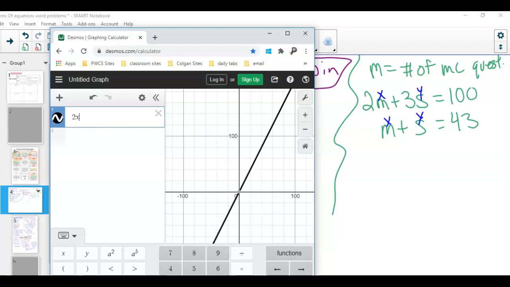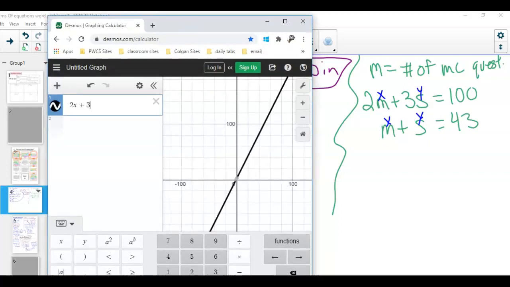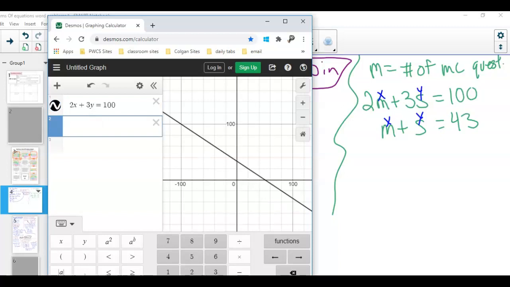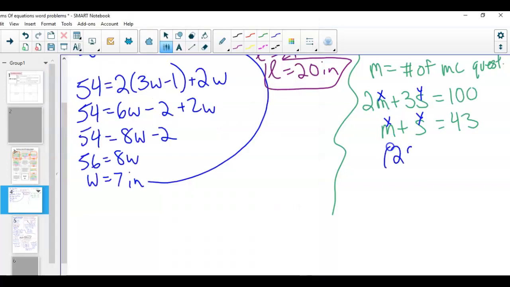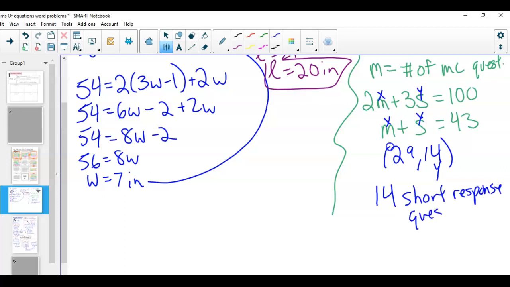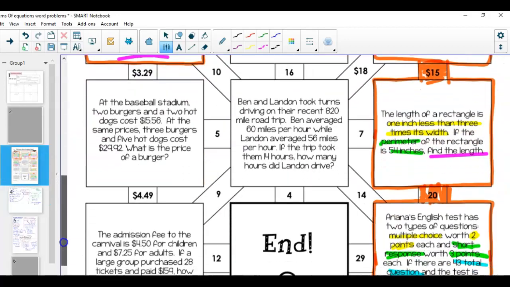So 2x plus 3y equals 100, and x plus y equals 43. When I look at these two lines, this is the point where they intersect at 29, 14. We were looking for the number of short response, which was y. So this is 14. Okay. On to the next one.